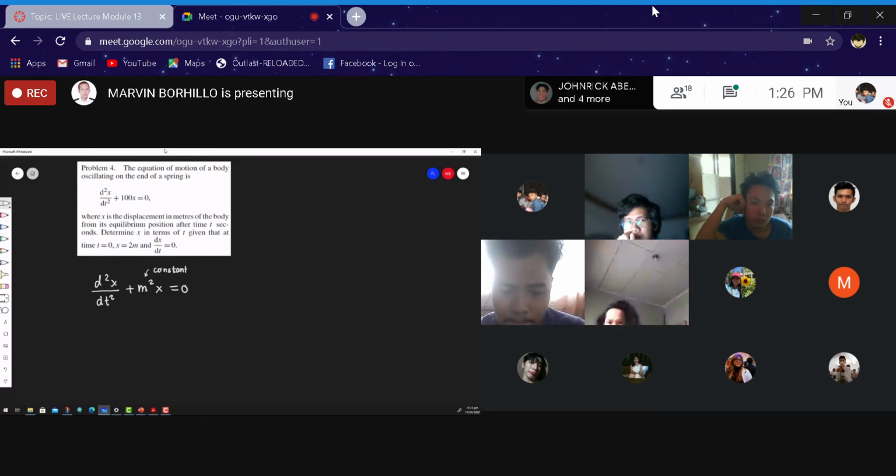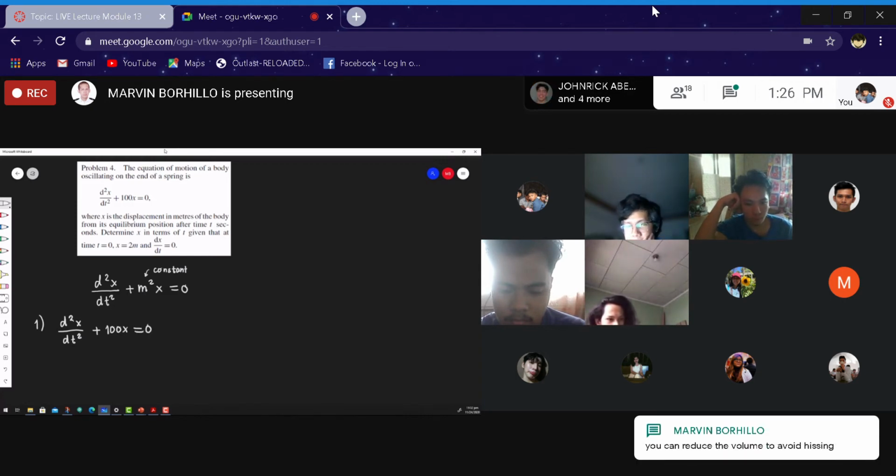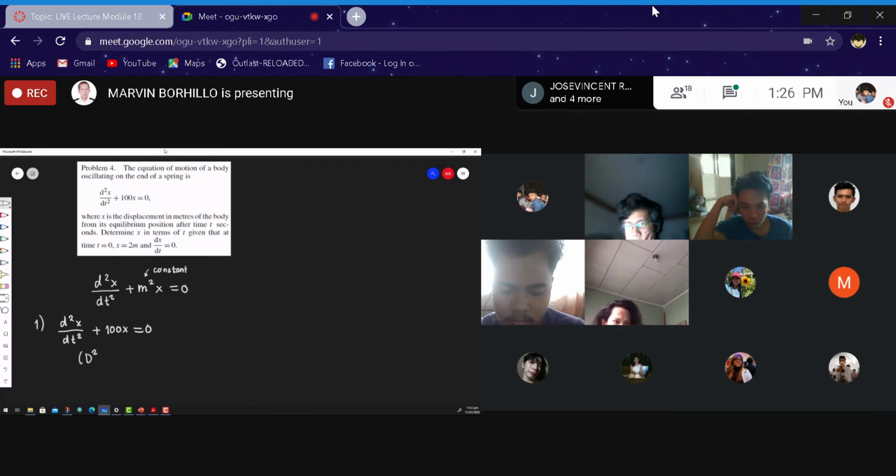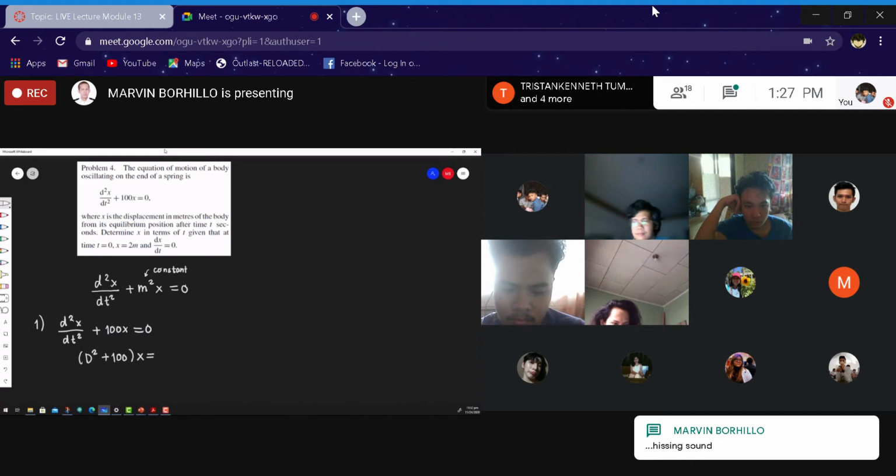So, the first step is looking for the D operator form. Our D is the second derivative of x with respect to time t, plus 100x is equal to 0. And the operator form of this will be big D squared plus 100, in parentheses, times x is equal to 0.